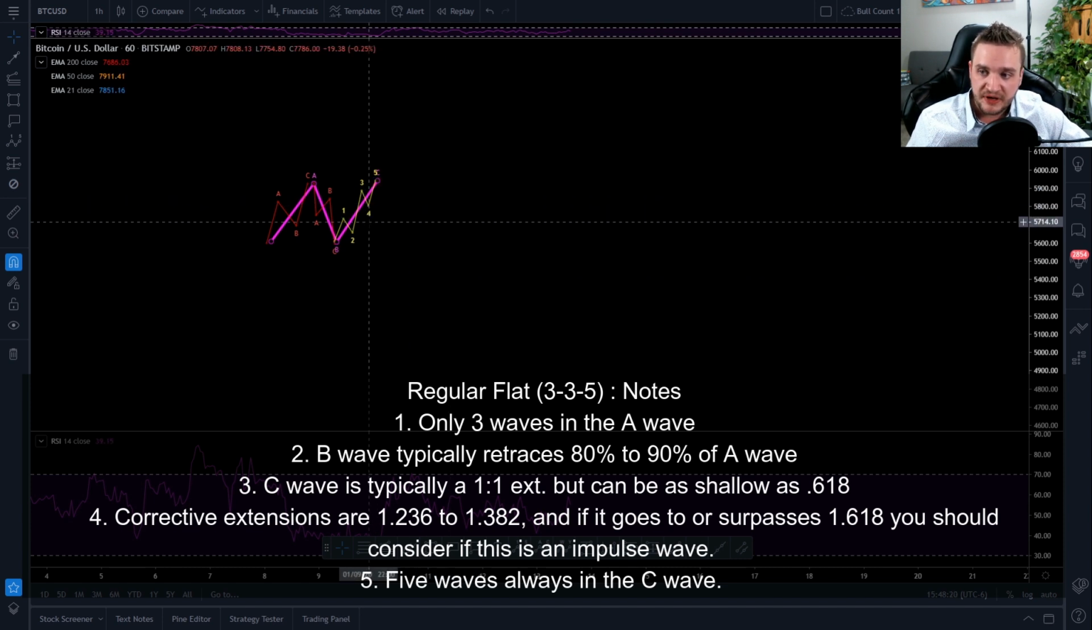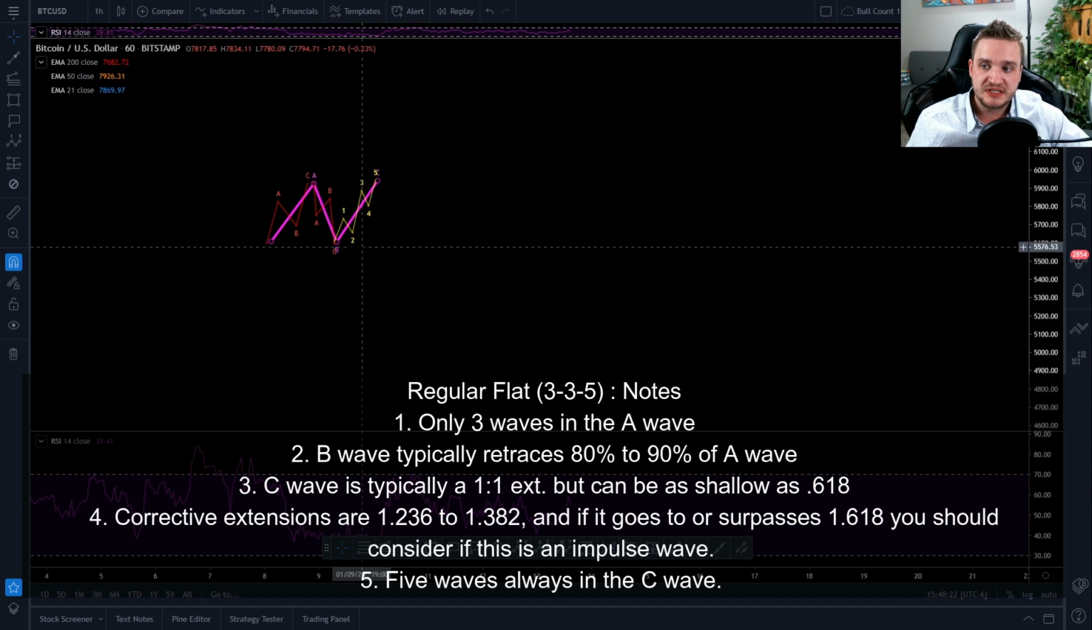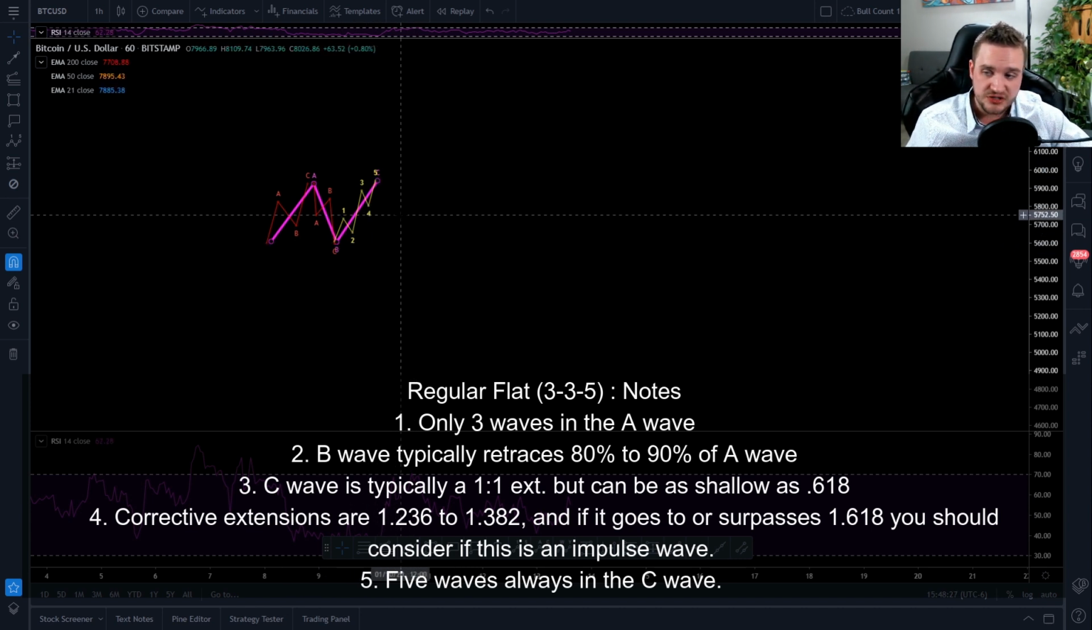Okay, so wave 4 can't come into wave 1. Wave 3 can't be the shortest. It's got to meet that criteria as we dive into this, okay? Otherwise, we're dealing with a different type of correction.